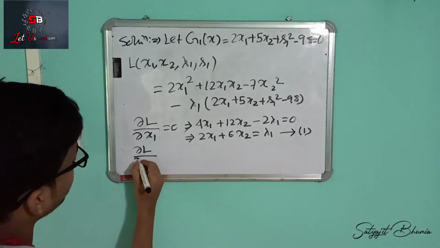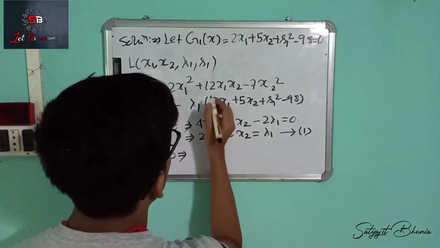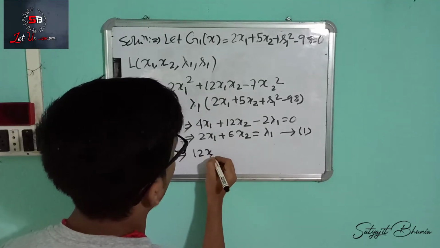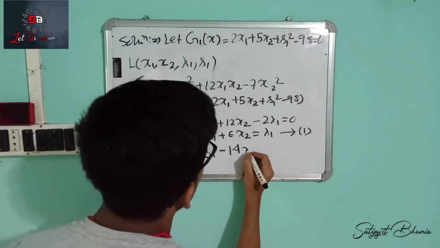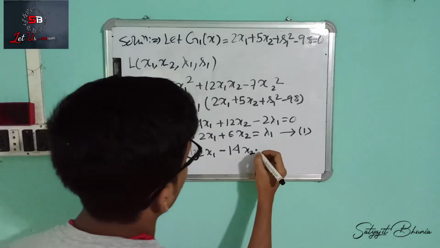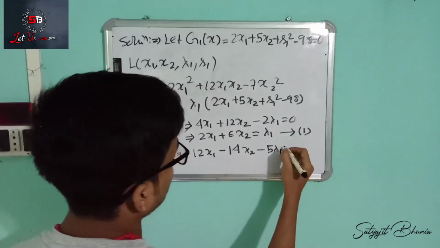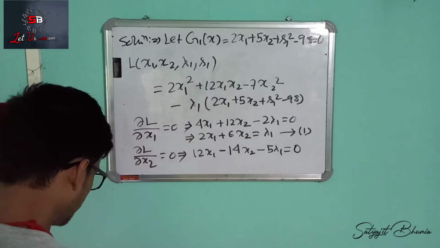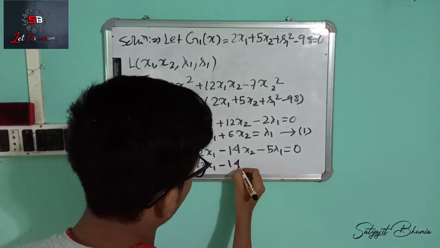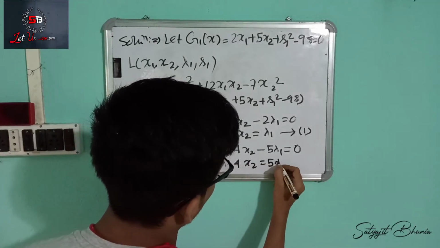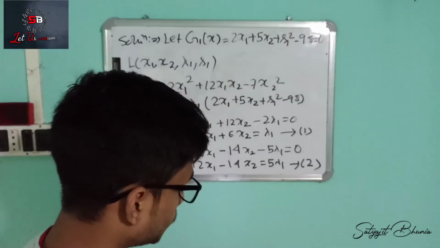And next del L del x2 is equal to 0, implies 12x1 minus 14x2 minus 5 lambda 1 is equal to 0, implies 12x1 minus 14x2 is equal to 5 lambda 1. That will be number 2.